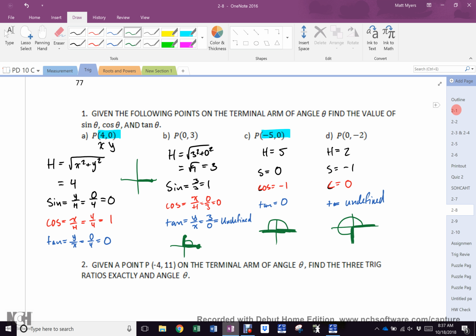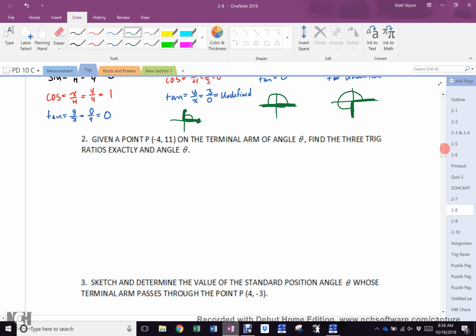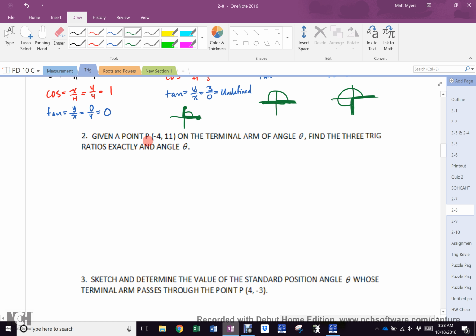All right. Now, if you get that, and everybody does, then what changes if I change the x's and y's? Anything? Does my methodology change at all? No. What is the only thing that changes? The values. So, given a point P, negative 4, 11 on the terminal arm, find the 3 trig ratios exactly and the angle of theta. So, read through that.